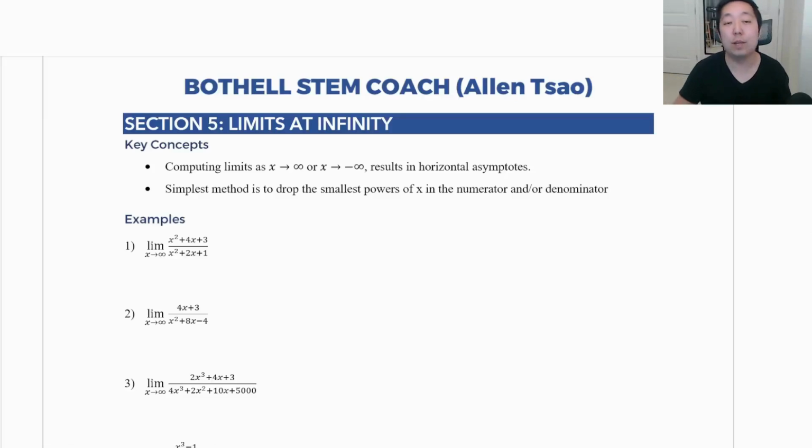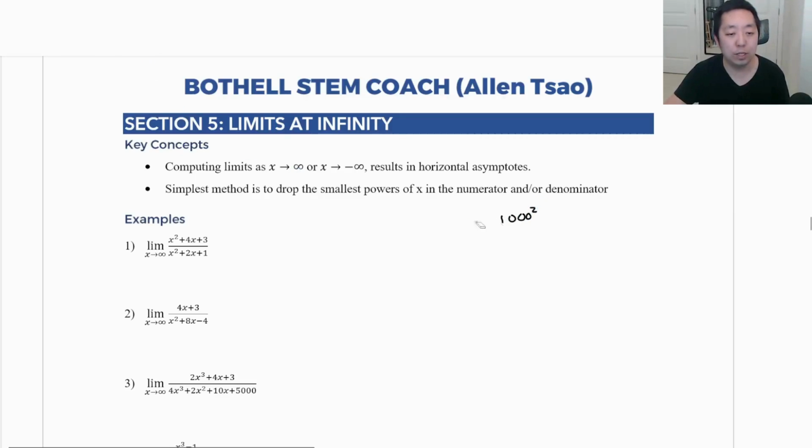So sometimes we're doing limits as we approach infinity, either positive or negative infinity. Those we call horizontal asymptotes. And the easiest way to think about it is to drop the smallest powers of x. Think about as x is approaching a very big number, a very small number. Basically, larger powers of x will get there faster than smaller powers of x. Like, for example, if I do 1,000 cubed, that is much bigger than 1,000 squared.